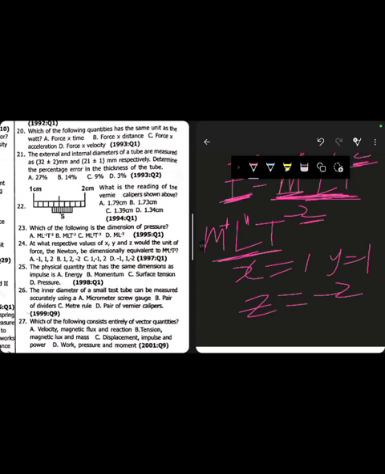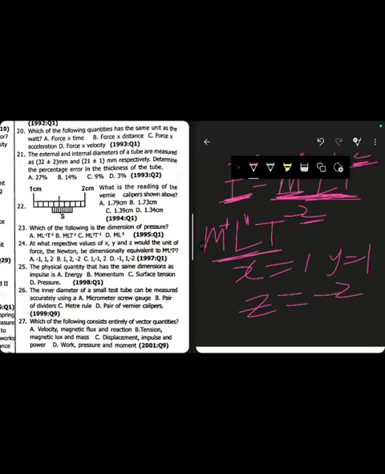So which option there is giving us the same answer? None of them. I believe maybe there's a typo somewhere. So the answer is 1, 1, minus 2.